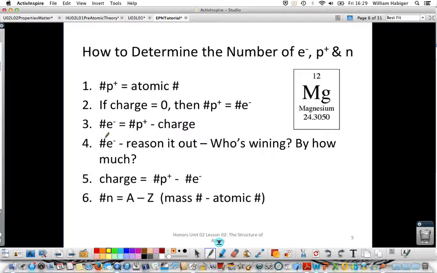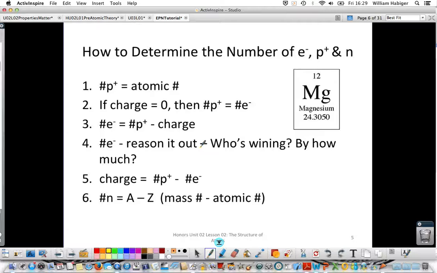Okay. The other way you could figure out the number of electrons is by reasoning it out. You look at the charge and say, okay, who's winning? Are the positives winning, which would be the protons, or the negatives winning, which would be the electrons, and by how much? So if you had a +2 charge, that tells us the protons are winning by 2, so you have 2 fewer electrons. Because remember, you change the number of electrons to change the charge. If you change the protons, it changes the element. If you need to figure out the charge, you just take the protons minus the electrons, or you reason it out. Okay. The number of neutrons is basically the mass number minus the atomic number.